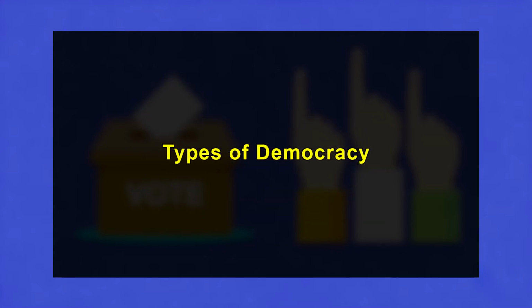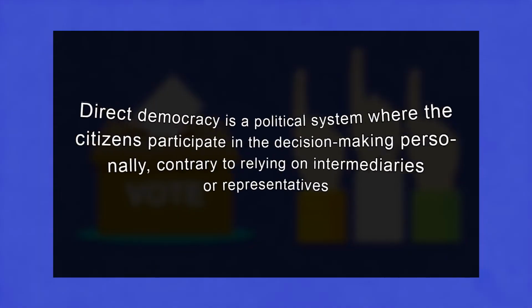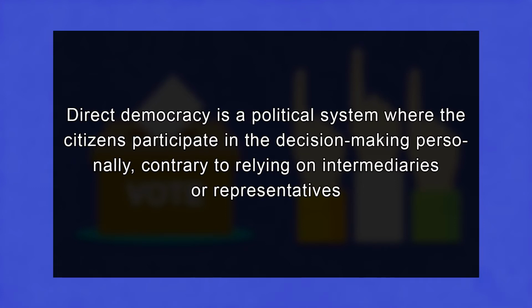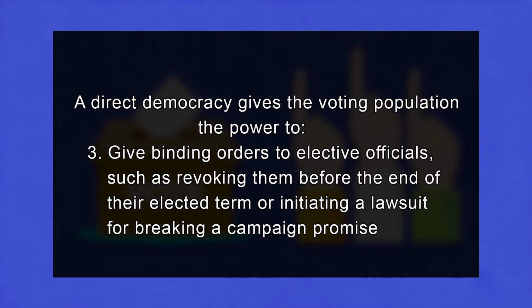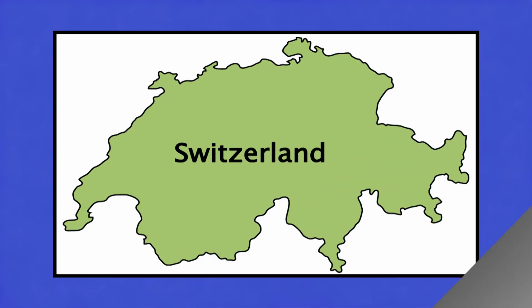Now, let's have a look at types of democracy. There are mainly two forms of democracy: direct and indirect, or representative democracy. Direct democracy is a political system where the citizens participate in the decision making personally, contrary to relying on intermediaries or representatives. A direct democracy gives the voting population the power to change constitutional laws, put forth initiatives, referendums and suggestions for laws, give binding orders to elected officials such as revoking them before the end of their elected term, or initiating a lawsuit for breaking a campaign promise. Direct democracy as a government system currently exists in Switzerland.